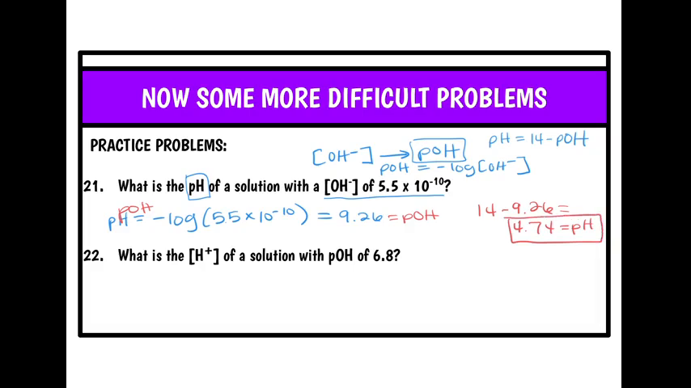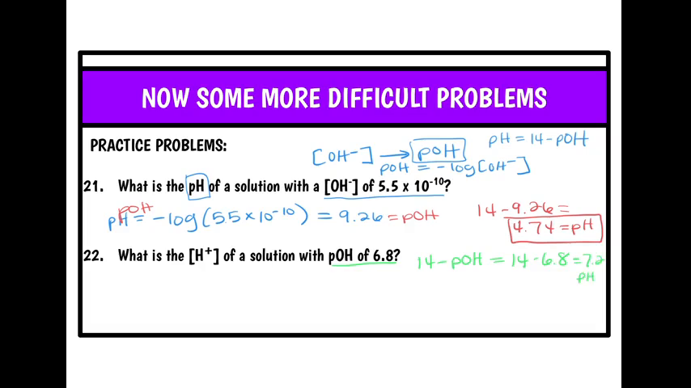It's going to ask, what is the hydrogen ion concentration of a solution with a pOH of 6.8? Go ahead, pause the video, come up with a plan to solve this problem. So for this one, I think the way that I'm going to solve it is I know the pOH, so I'm going to find the pH. So I'm going to go 14 minus my pOH, so this will be 14 minus 6.8, and this will give me 7.2, so this is my pH.